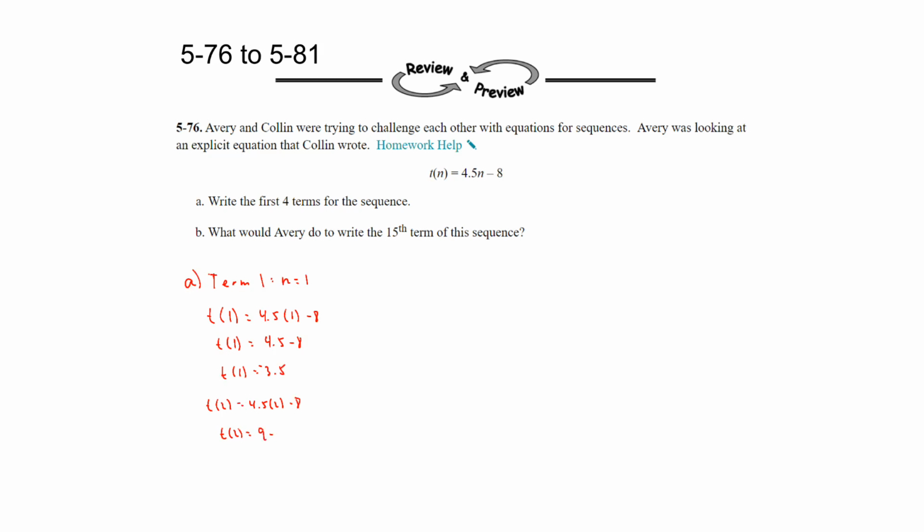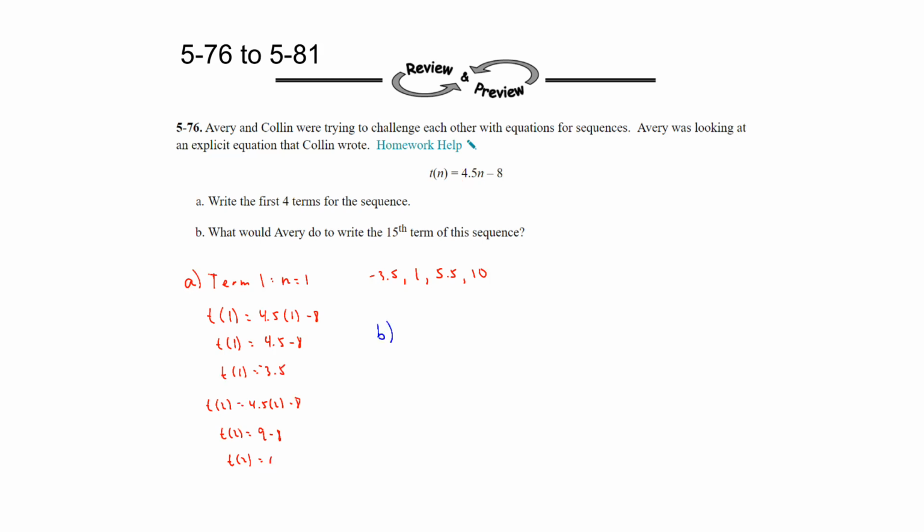So 4.5 times 2 is 9. 9 minus 8 is 1. So the first term is negative 3.5. The next term is positive 1, and that's because we added 4.5. If we add 4.5 again, that's 5.5, and if we add 4.5 again, that is 10. So you can do it either way, but you definitely need to get that first term, and then once you get that first term, because we have a rate of change of 4.5, it's just being added each time.